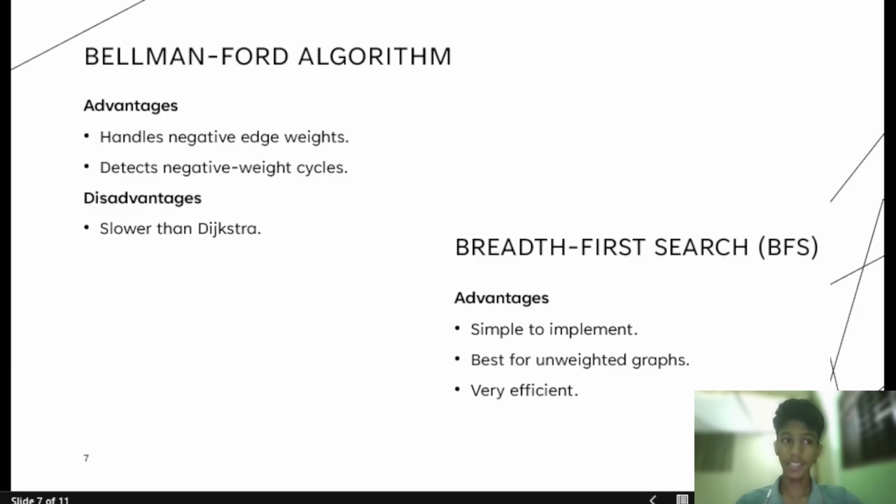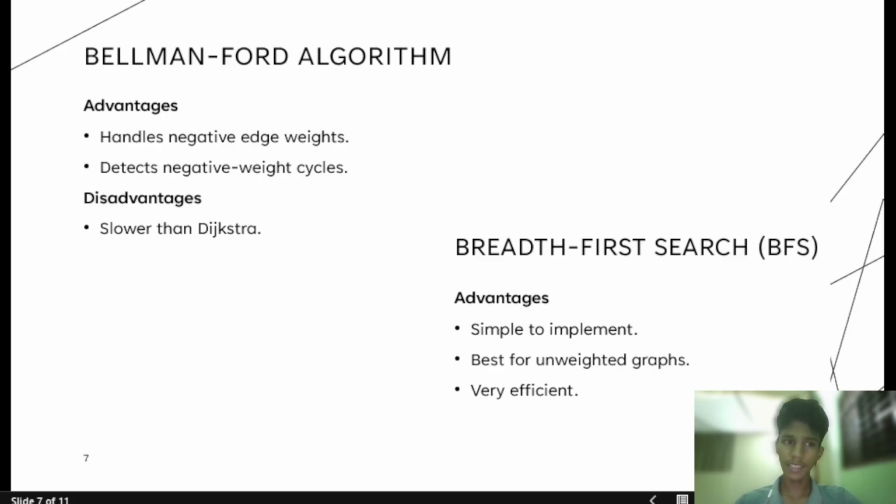It repeatedly checks every edge to improve the shortest distance, until no shorter path can be found. Another important feature is that it can detect negative weight cycles, which are loops where the total weight becomes negative. The downside is that Bellman-Ford is slower than Dijkstra's algorithm.